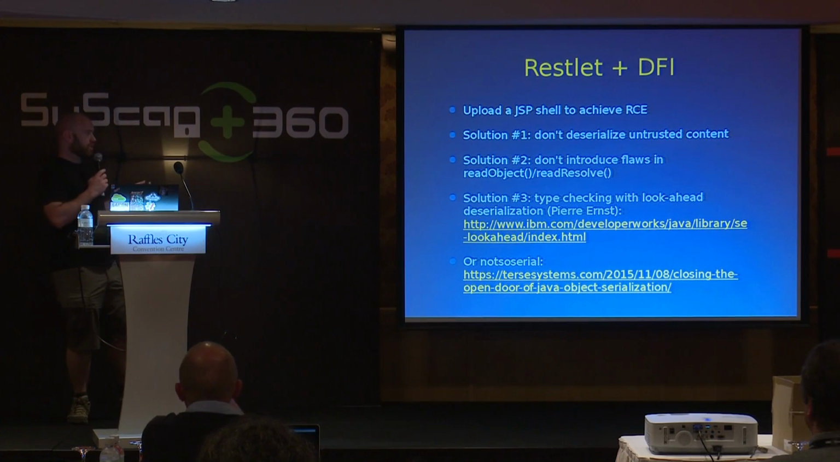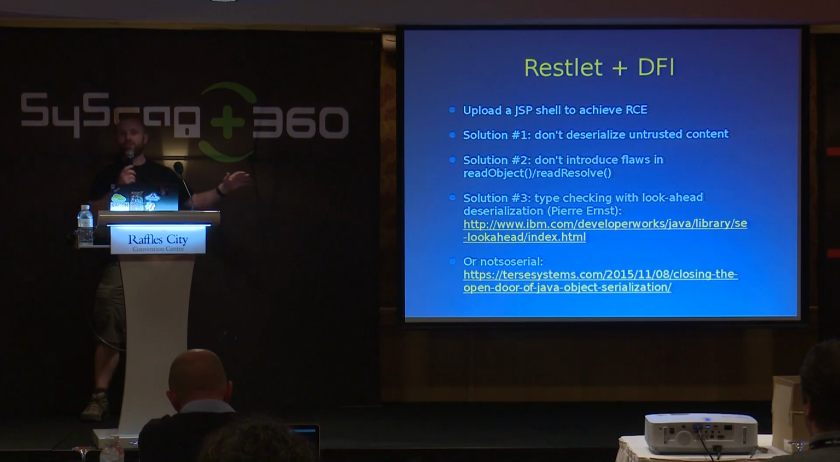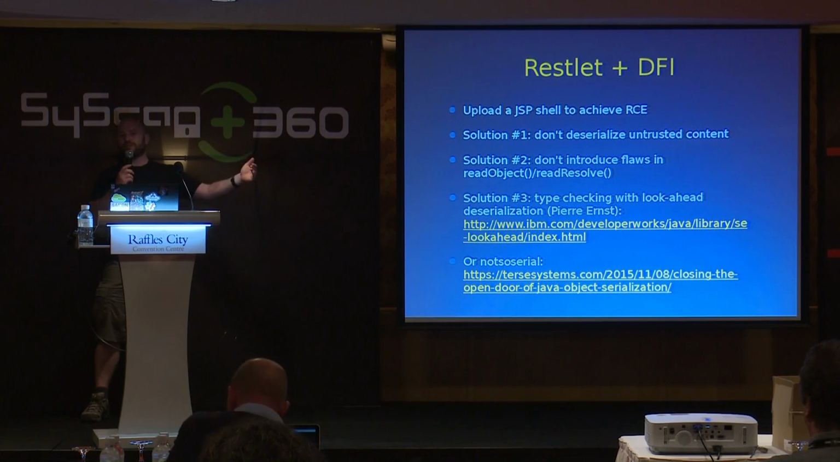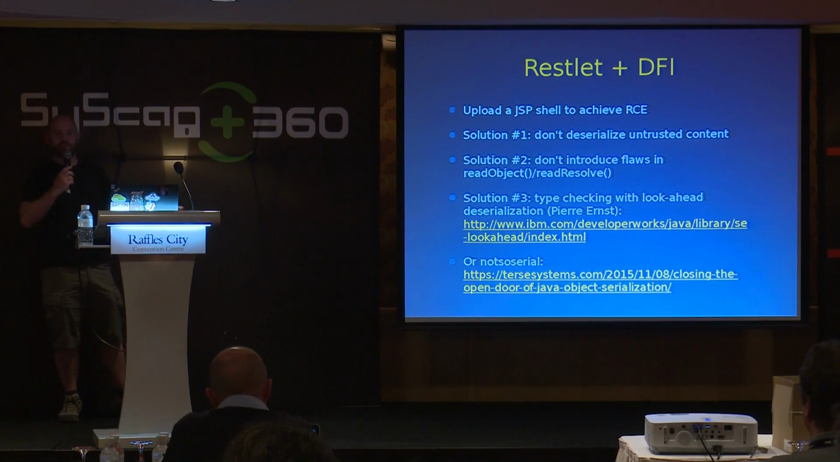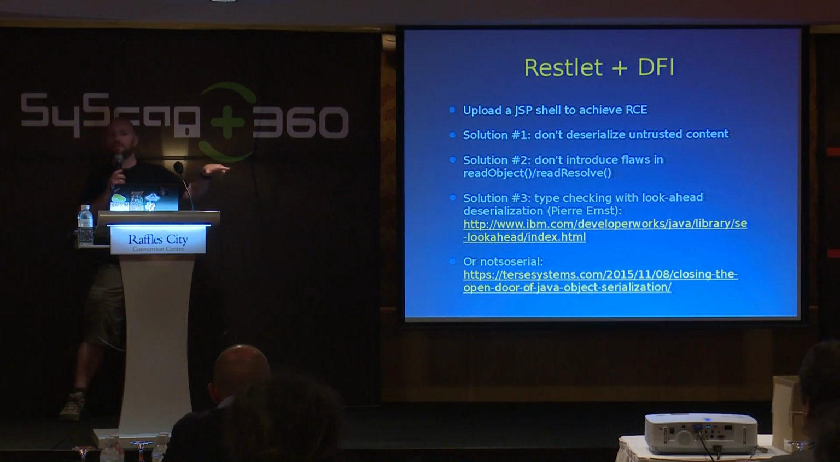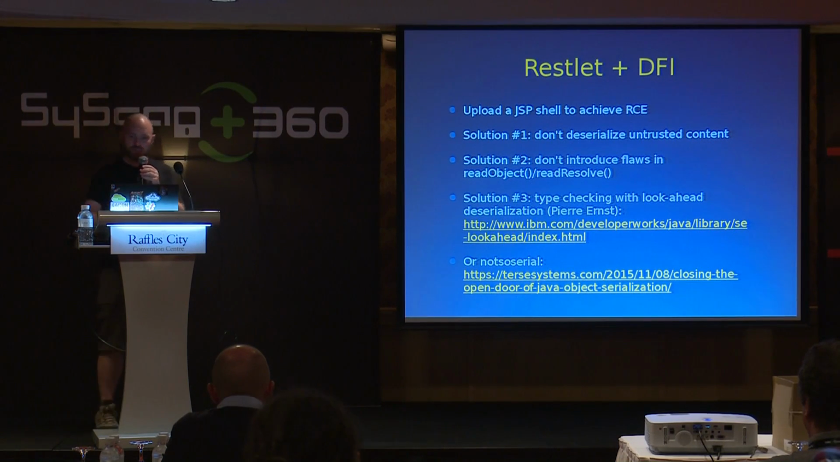The third solution is to do type checking with look-ahead deserialization or NotSoSerial. There's various frameworks for this now. The issue there is that if you try and type check something after you've deserialized it to check if it's on a whitelist, you've already deserialized it and potentially had RCE. So people have developed mechanisms where you can peek into the binary data stream, determine the actual type, determine if it's implementing a dynamic proxy or not, and then whitelist or blacklist it before you deserialize it.